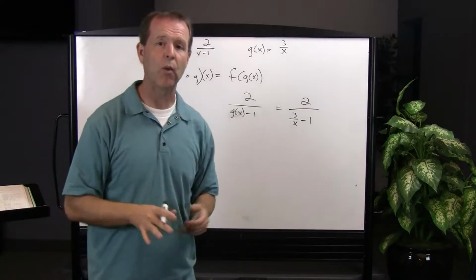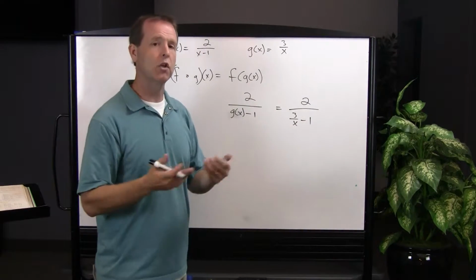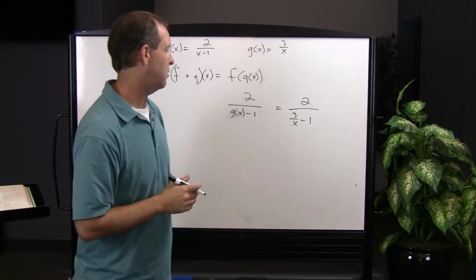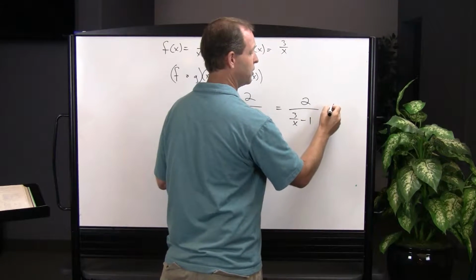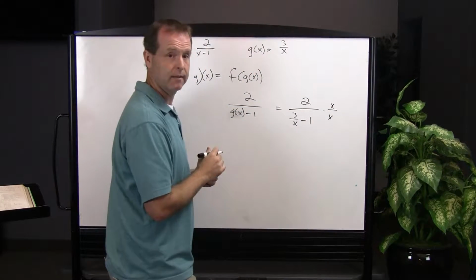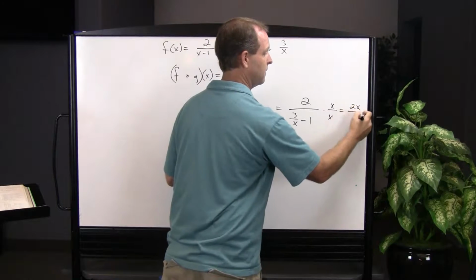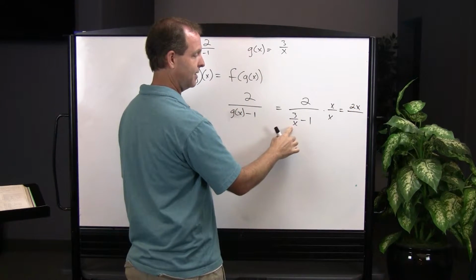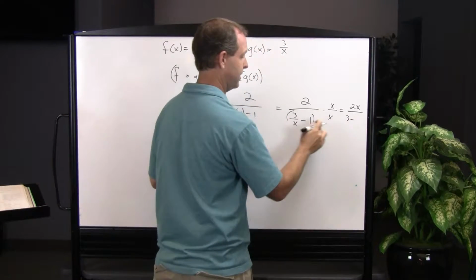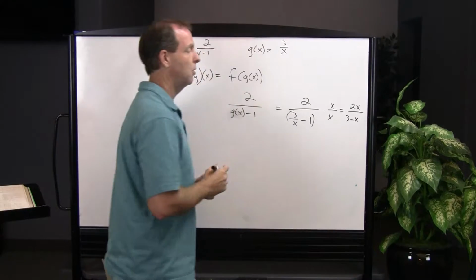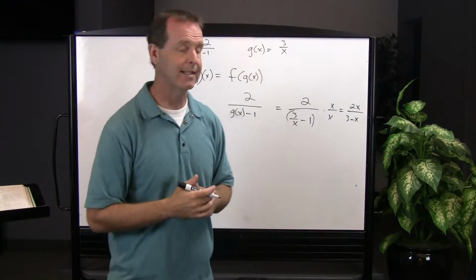However, I know you guys are saying, wait, Willie, that's not reduced. Yeah, you're absolutely right. It's not reduced. So let's go ahead and reduce that. The way I'm going to reduce that right now is to multiply it by a clever version of 1, x over x. In so doing, I'll have 2x all over x times this whole term. x times 3 over x gives me a 3, minus an x. So my composite function is 2x all over 3 minus x.